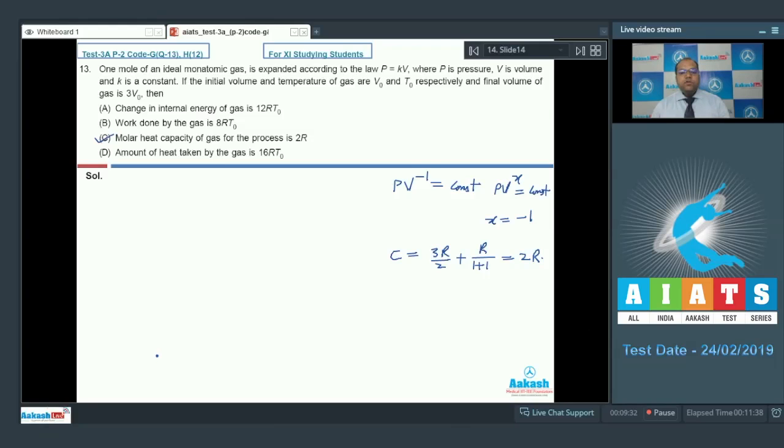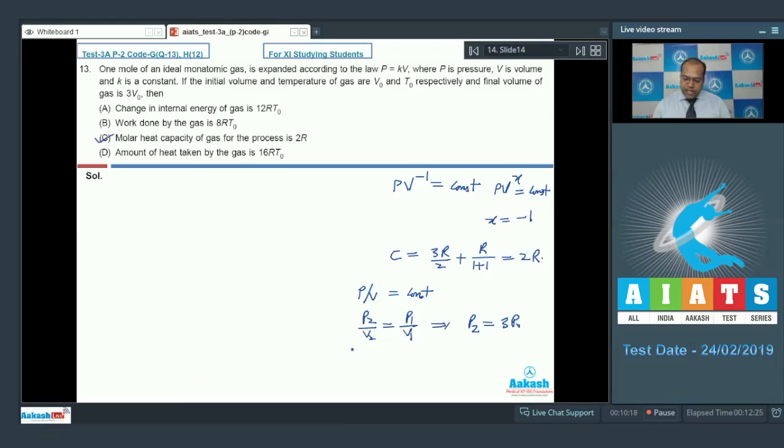Now in order to find out the change in internal energy, work done and amount of heat, further, the process equation is given as P is equal to kV. So we can say that P by V is equal to constant. So P2 by V2 is equal to P1 by V1. So we can say that V2 is 3V0. So P2 becomes 3P0 if initial pressure P1 is P0.